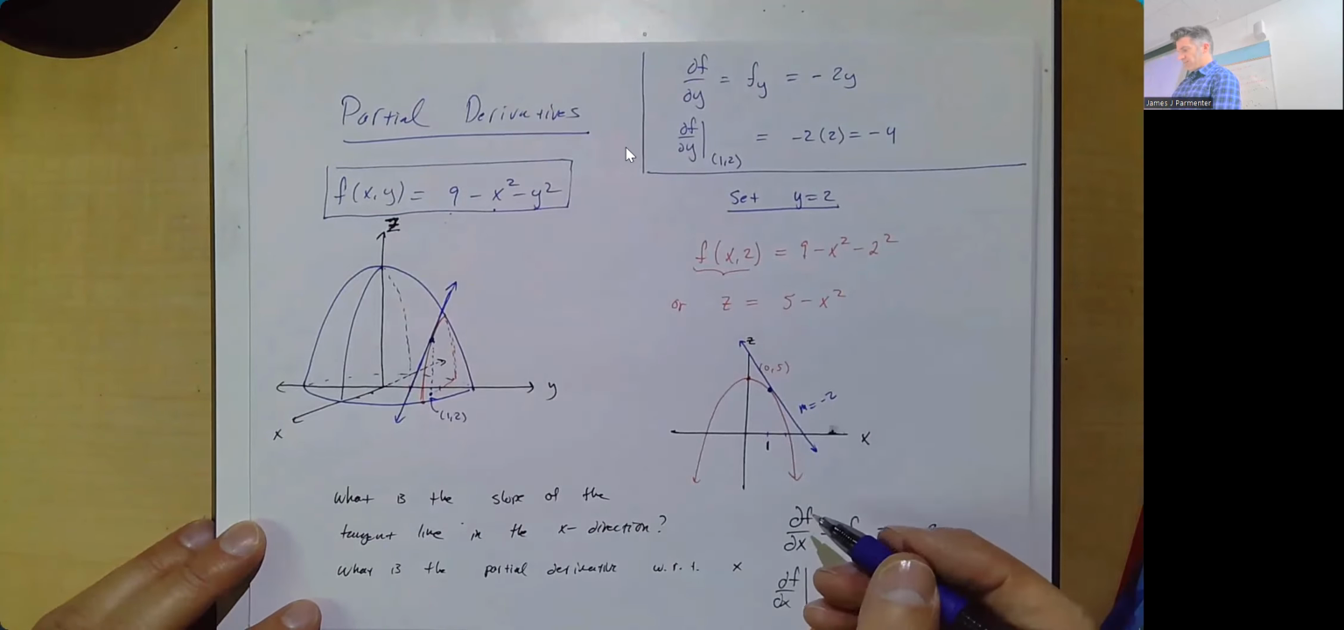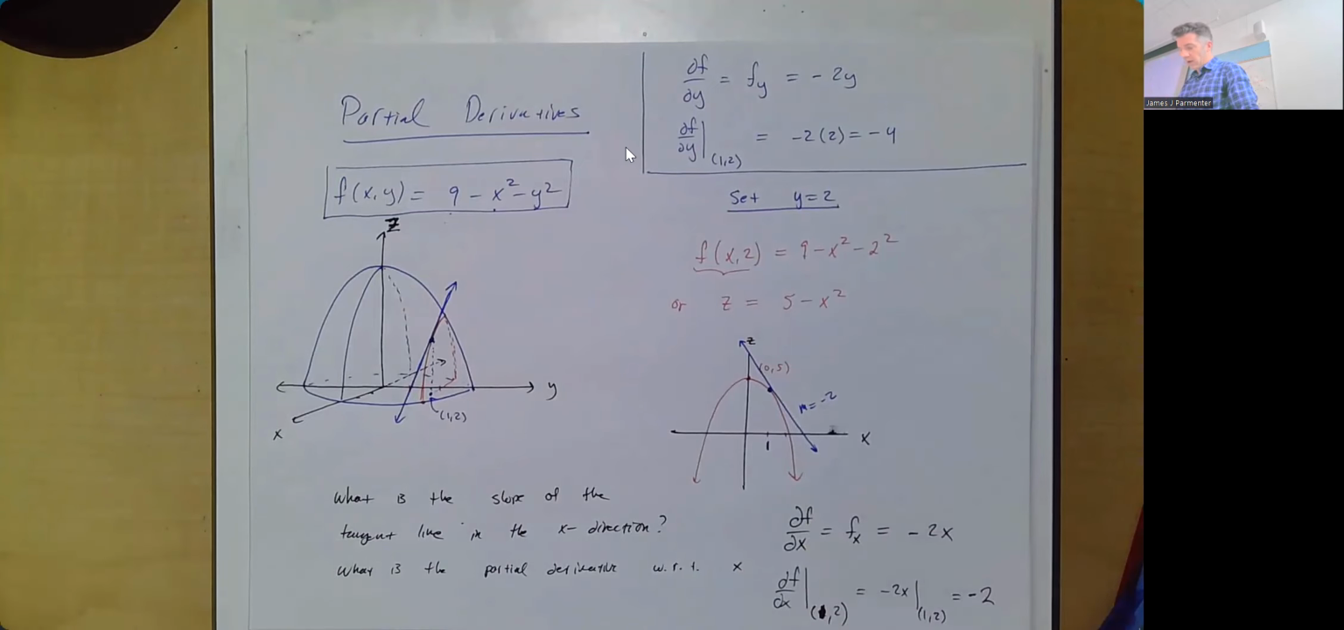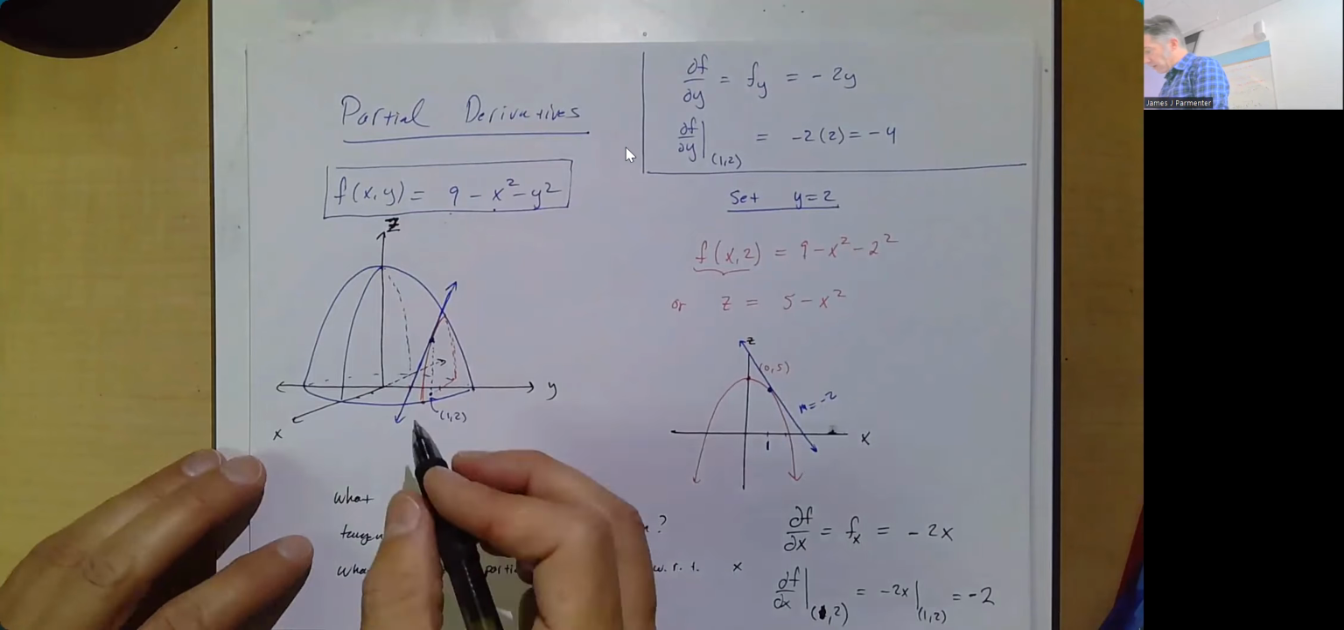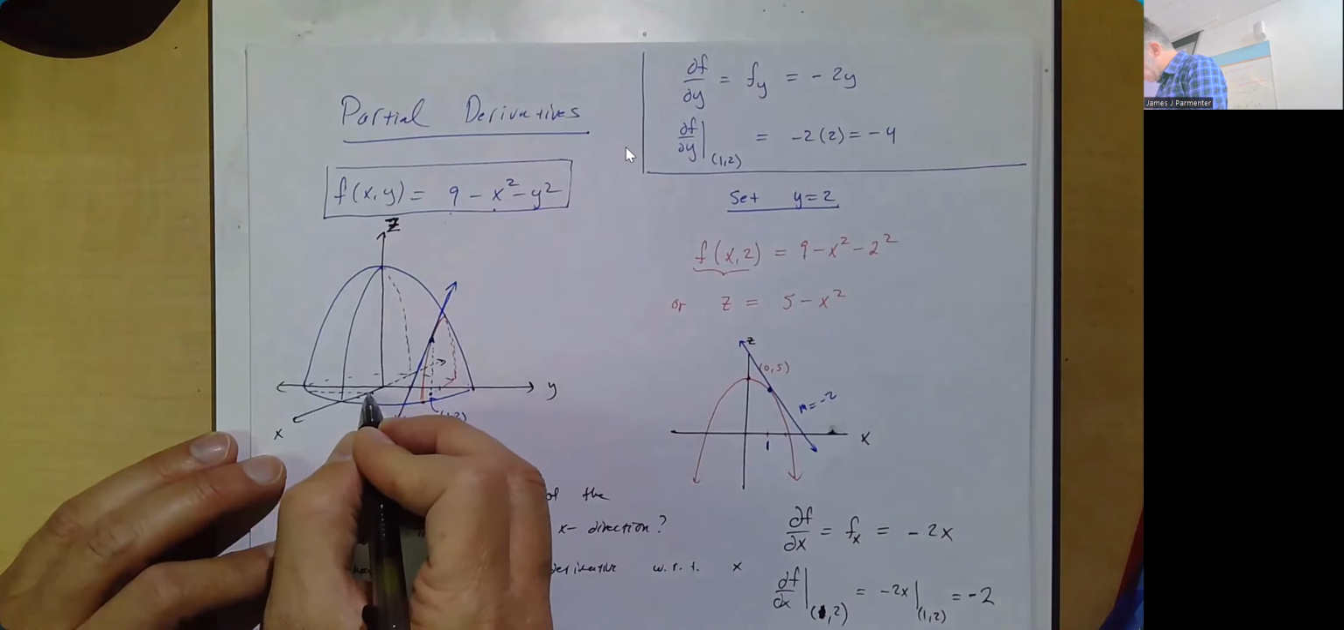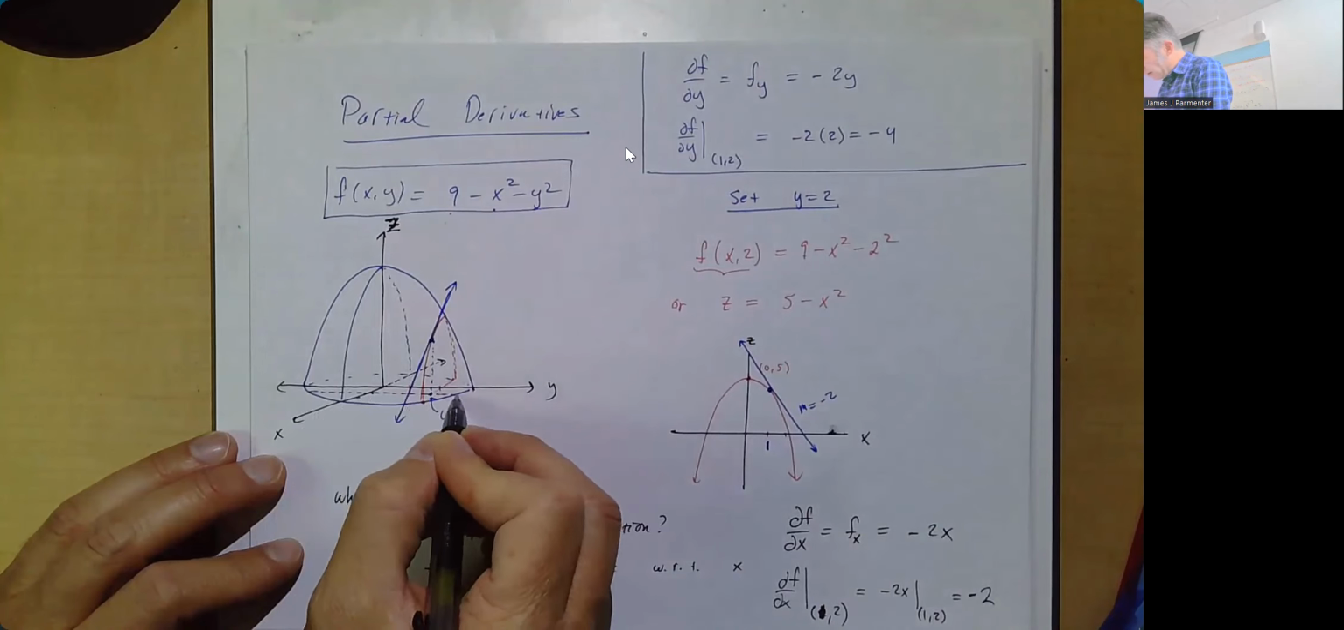And so my picture is not, yeah, I can make this happen. Okay. So I'm going to try and draw the parabola in the other direction as well. So if I look at the plane where x equals 1.